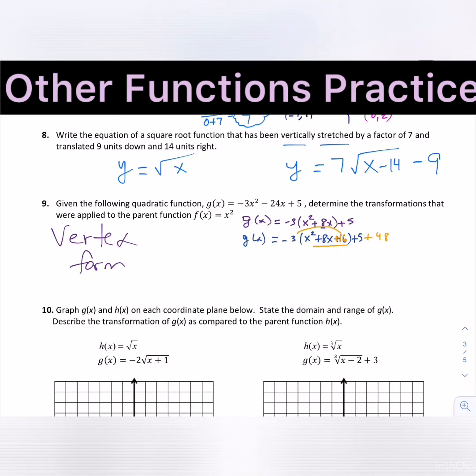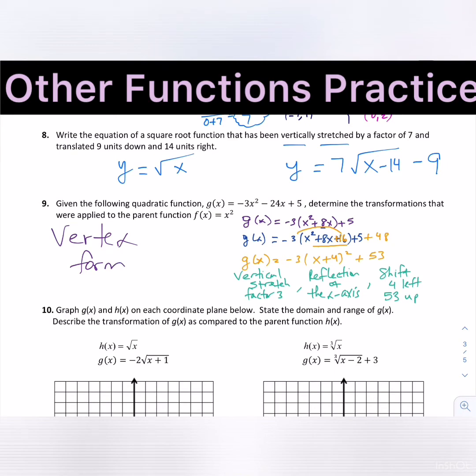And then lastly, I get g of x equals negative 3 times x plus 4 squared, and then this is going to be plus 53. Now I can see that the transformations were a vertical stretch of factor 3. We have a reflection over the x-axis. And then we have our translation. So it's going to shift 4 left and 53 up. And that is number 9.